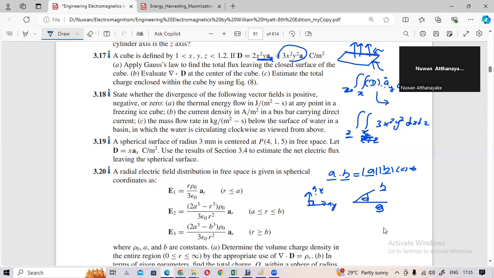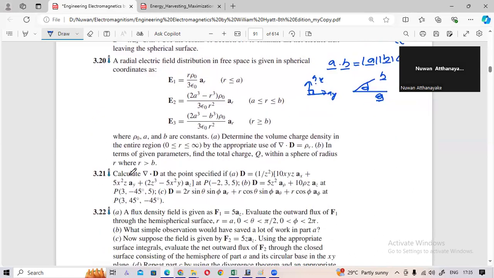Likewise, you have to select the proper surface, verify the two variable limits, and then do the integration. That's it. And as I can remember, I have done another question, I think this one.